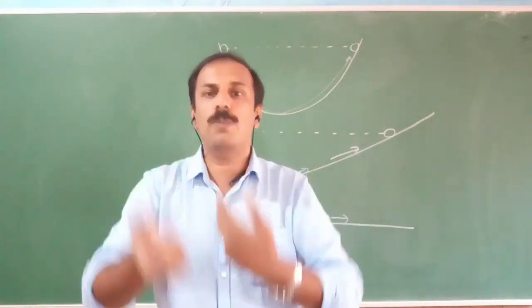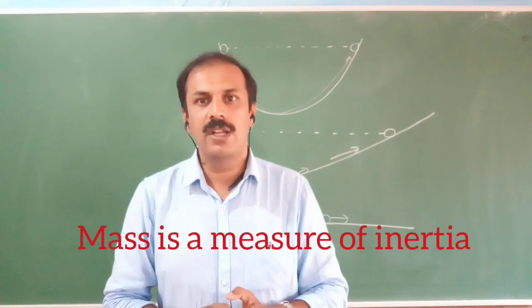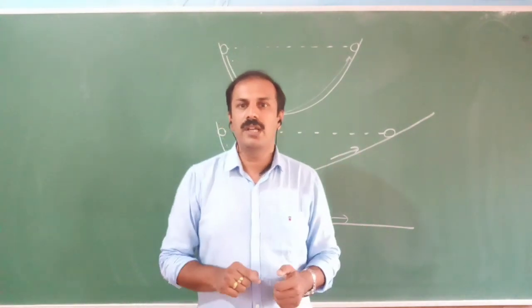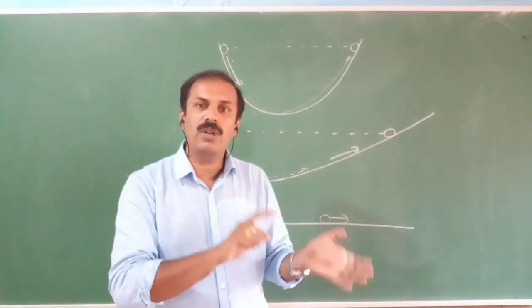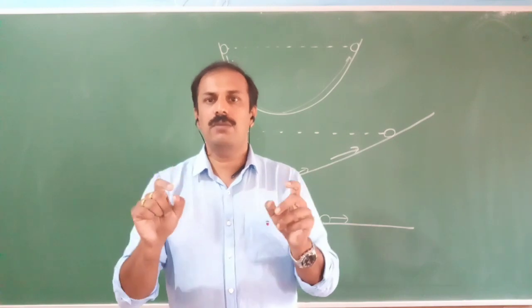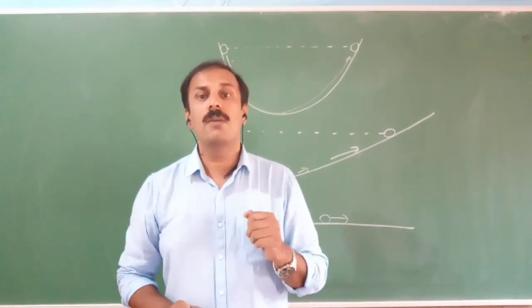Actually we have to say it the opposite way. If inertia is high, we call the mass high. So mass is a measure of inertia. That is very, very important. Mass is defined based on inertia. Generally a 1 mark question will come: mass is a measure of dash. So you should know mass is a measure of inertia.